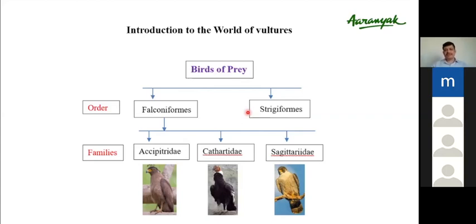Falconiformes is further divided into three main families. Accipitridae includes all kites, vultures, eagles and buzzards. Then Cathartidae has two specific groups of birds: the New World vultures and the secretary bird, which is Sagittaridae. The other family is mainly the falcons.